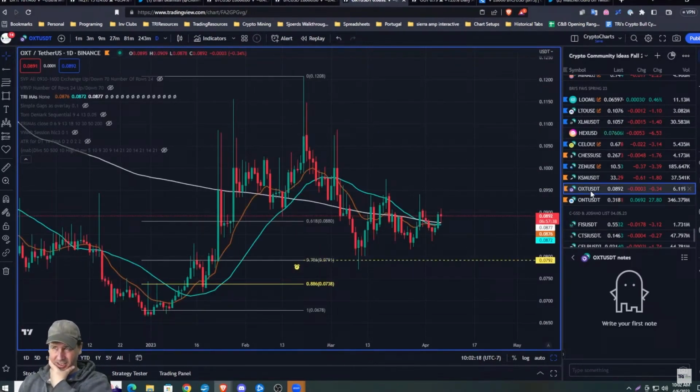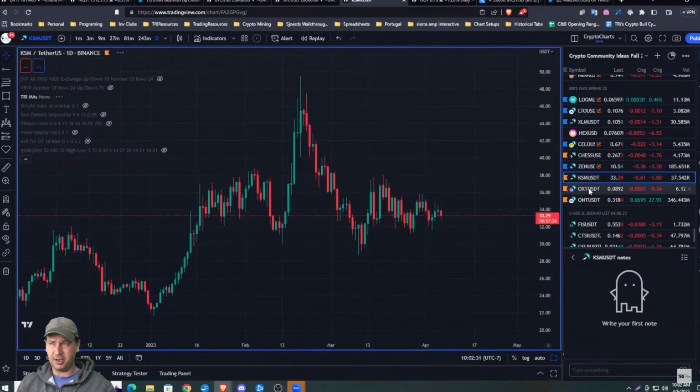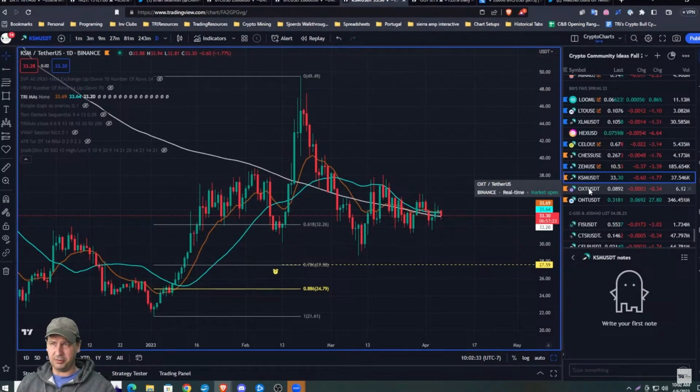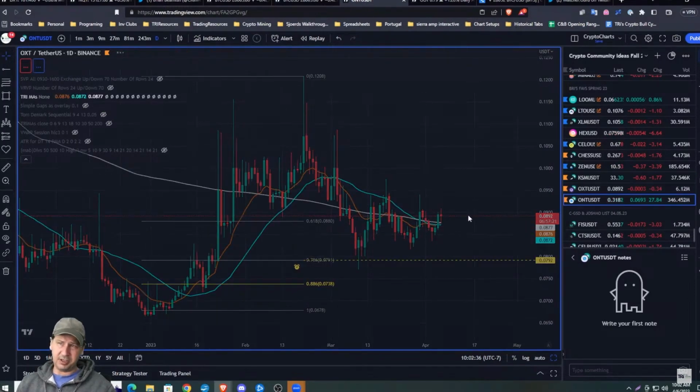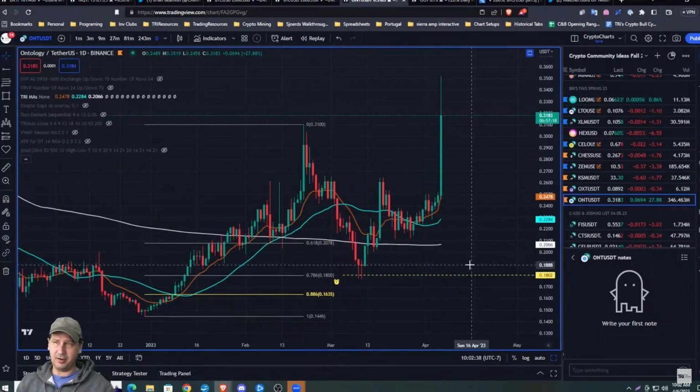OXT, I noticed that this OXT seems to move a bit delayed to this ONT. I have no idea if they're related or not. You can see the W trying to form. It's the same sort of thing as the Kusama. I wouldn't be surprised if the two of those are related somehow. And then, of course, the ONT, and it's gone. You've just missed it. You probably could have botted this.